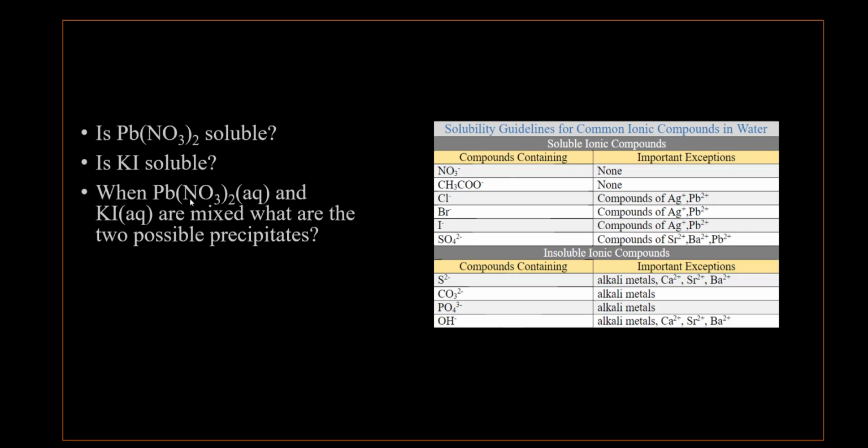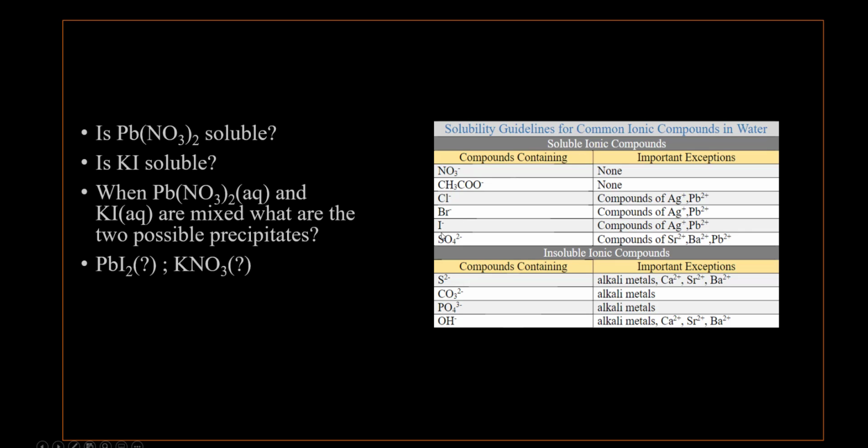What would happen if we mix those? What are the two new partnerships that might form? Well, let me see. The lead, that's positive, might find these iodides and turn into something insoluble, or it could be that the potassium might find the nitrates and form something that's insoluble. Yeah, either one of those is possible. Which of the two is it, though, if either one is going to be insoluble? Is it the lead iodide?